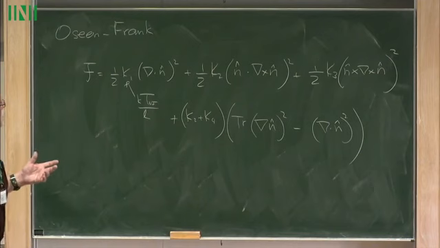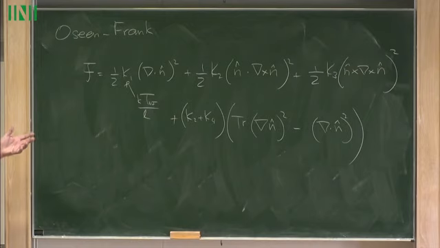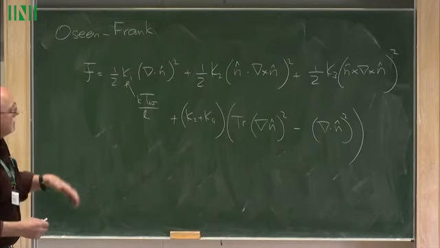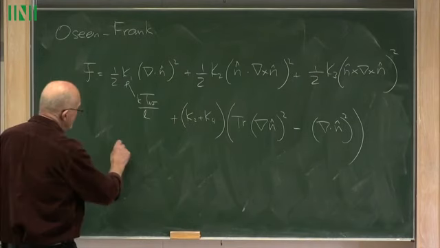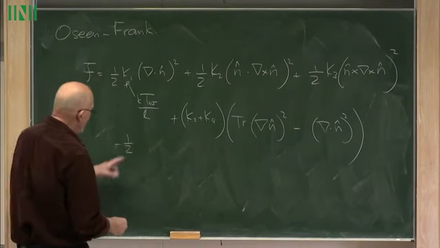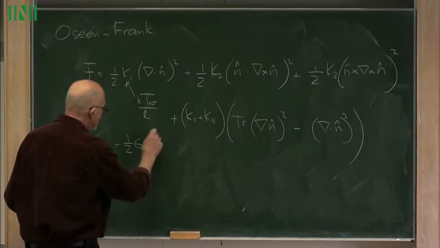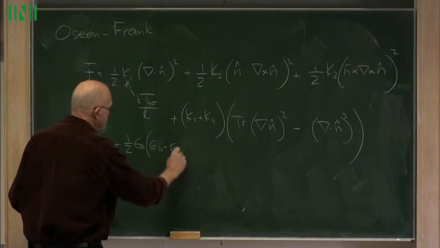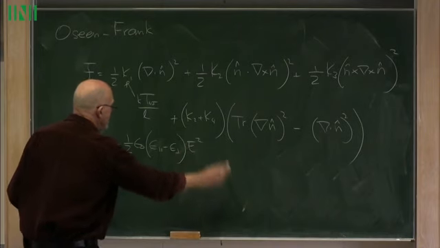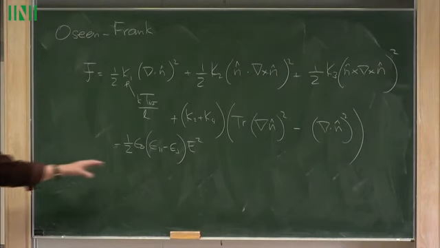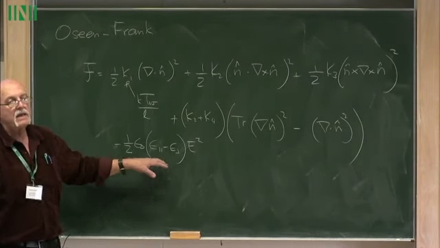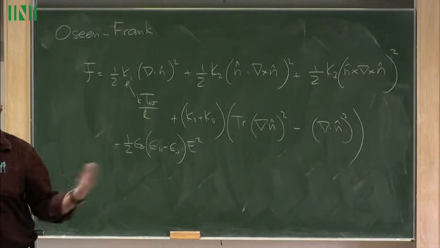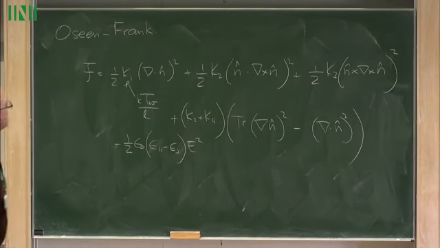There's one other thing that I need to mention, which is that if we put this thing into an electric field, then there will be an additional term representing coupling to the field, and that is just minus 1/2 epsilon naught times epsilon parallel minus epsilon perpendicular times (E dot n) squared. So this just comes directly from the polarizability. Molecules like to line up with the field, as I said, and this is just the bulk contribution.